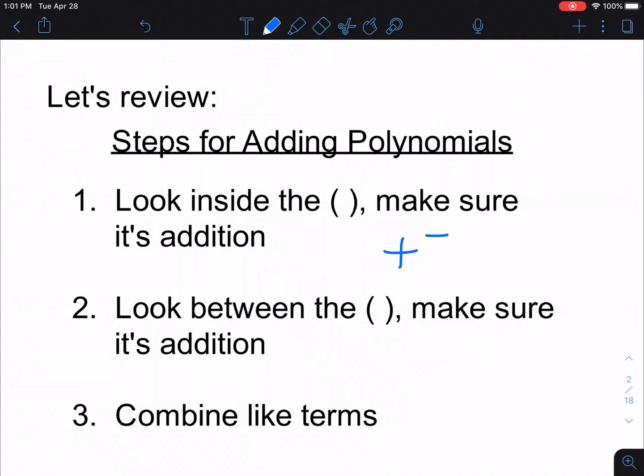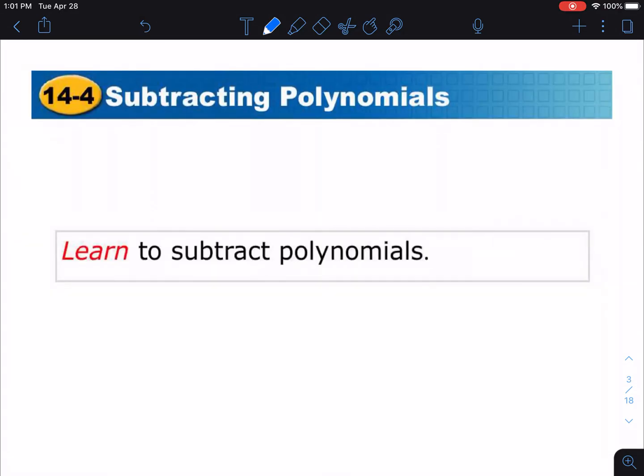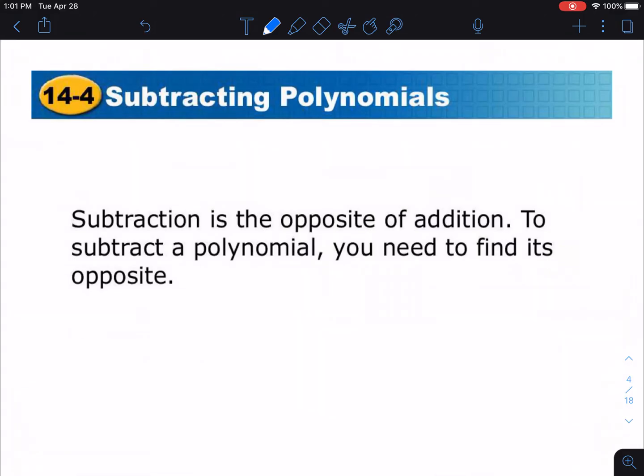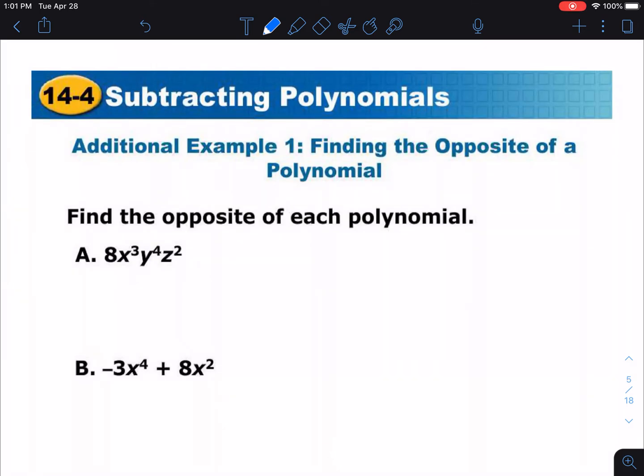And then last but not least, we combine like terms. We put together things that are alike. Okay, so that's what we're looking at for adding. So let's talk about subtracting. First thing that we have to know is that we are learning about subtracting polynomials. But to subtract polynomials, subtraction is the opposite of addition. So to subtract a polynomial, you need to be able to find its opposite. So let's see if we can do that.